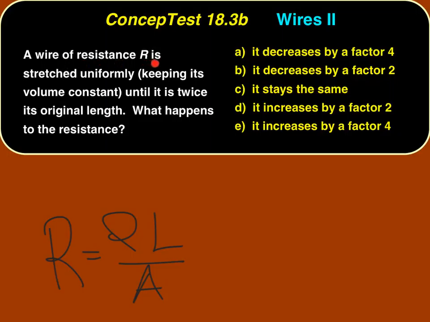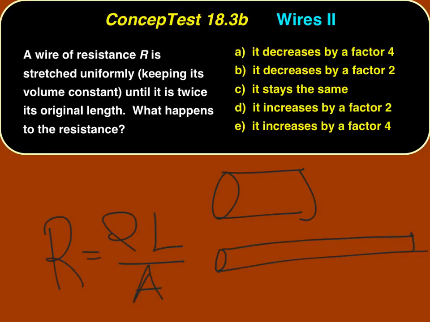A wire of resistance R is stretched uniformly, keeping its volume constant, until it is twice its original length. What happens to the resistance? I think we've seen this question before in some application. We're basically taking a wire like that and stretching it so it gets longer and skinnier. This would have less resistance, this would have more resistance. So the resistance is going to increase. Pretty much drawn to scale.